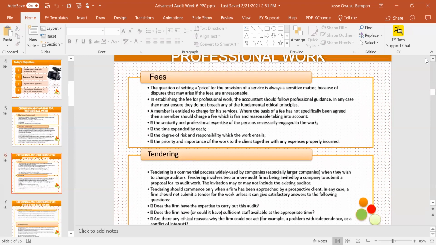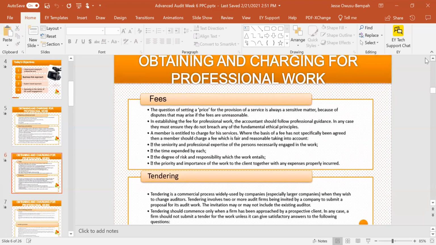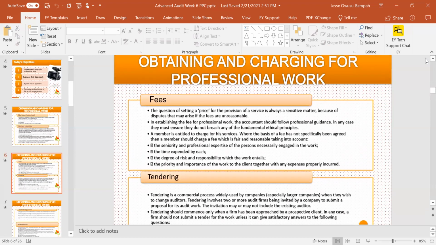Now, we talked about obtaining and charging for professional work. So let's talk about fees. The question of setting a price for the provision of a service is always a sensitive matter, because disputes may arise if the fees are unreasonable. If the fees are not reasonable, then it creates disputes. It's very, very important.